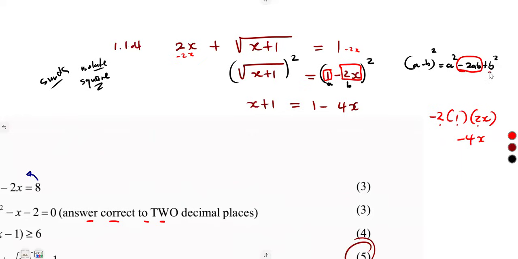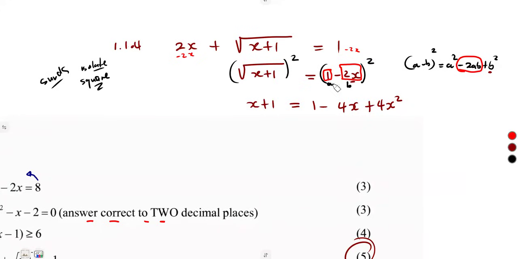Then b squared means the last term squared. You must square the last term, which is 2x. Let us square it. 2 squared, you are raising 2 to the exponent of 2, which is 4. Then x also raised to the exponent of 2. So that's 4x squared. All right, so this is your condition.